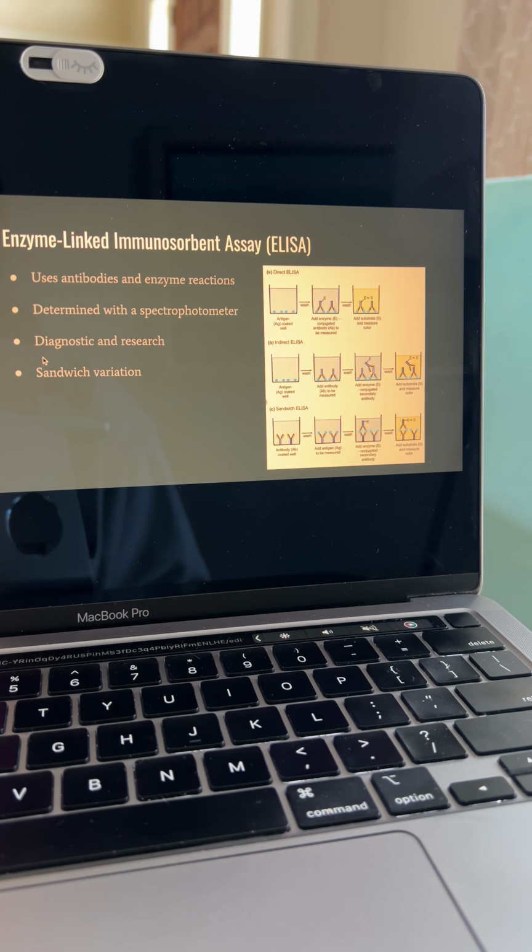The most commonly used variation of this is called the sandwich variation, which measures the antigen between two layers of antibodies. The target antigen must contain at least two antigenic sites capable of binding to antibodies. Monoclonal or polyclonal antibodies can be used as the capture and detection antibodies in the sandwich ELISA systems.